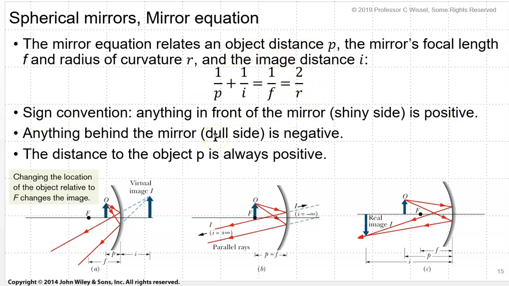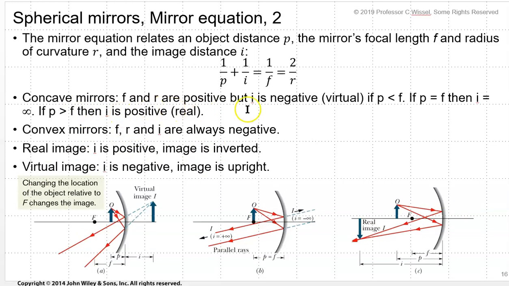Sign convention. Anything in front of the mirror, the shiny side of the mirror, is positive. Anything behind the mirror, the dull side of the mirror, is negative. Distance to the object is always positive, unless you've got something weird. Okay, so for concave mirrors, f and R are positive, but i is negative, in other words it's virtual, if p is less than f. If p equals f, then i equals infinity. So it actually comes out as parallel lines, and that forms an image at infinity. If p is greater than f, then i is positive, and it's real.